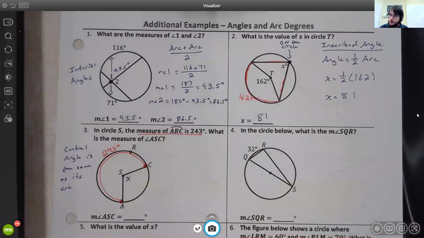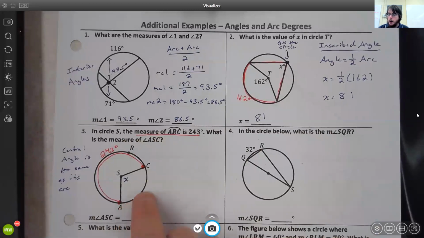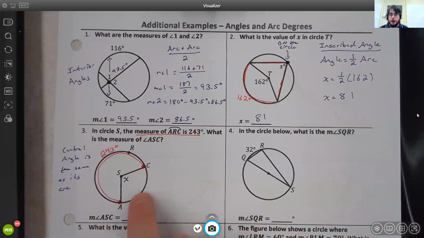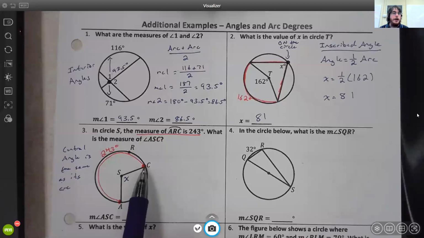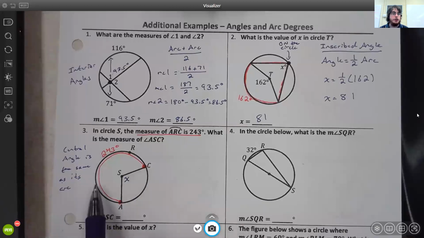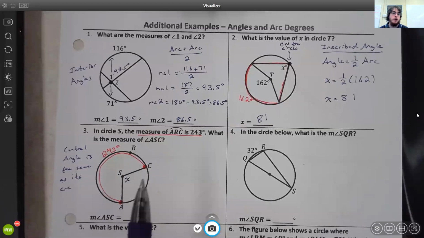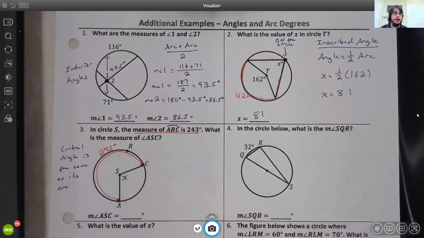Now, we want to find arc AC. But to find arc AC, we have to use this 243 degree arc. These two arcs make up the entire circle, and they add up to 360 because that's the total measure of the angles and arcs in a circle.